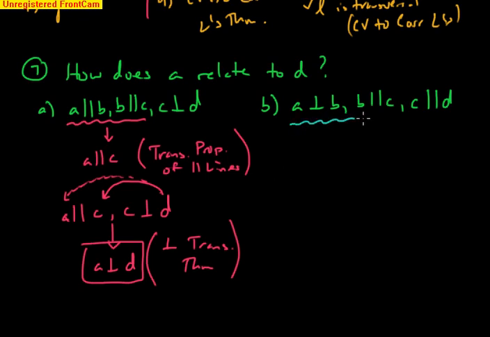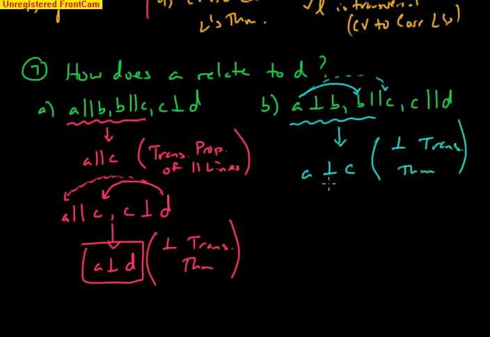Now B, again, we'll go left to right. Let's start here. What does A being perpendicular to B and B being perpendicular to C mean? Well, A is perpendicular to one of the parallel lines. Therefore, it's perpendicular to the other. A is perpendicular to C. And this is, again, that perpendicular transversal theorem.